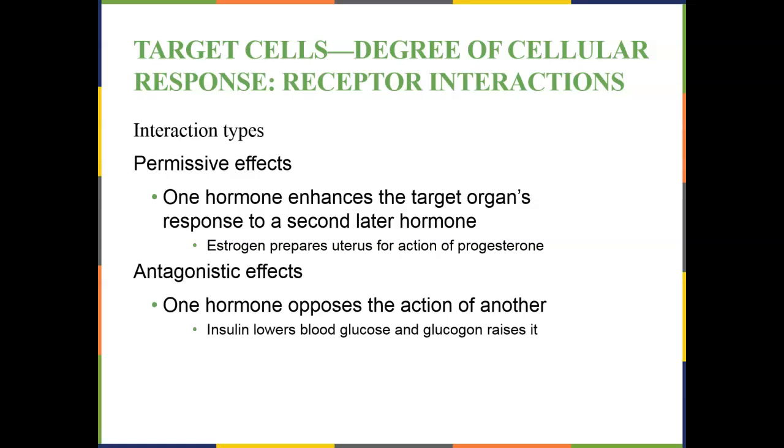And then antagonistic effects are opposite effects. So one does one action, the other does the complete opposite action. So in this case, if your target cell binds insulin, it's going to lower our blood glucose because those cells are going to take glucose in, building up glycogen. If glucagon binds, then you're going to break down the glycogen and release glucose, so raise that blood glucose level.